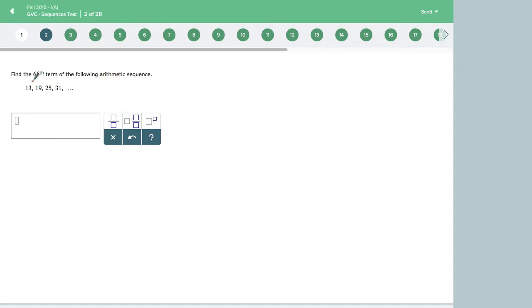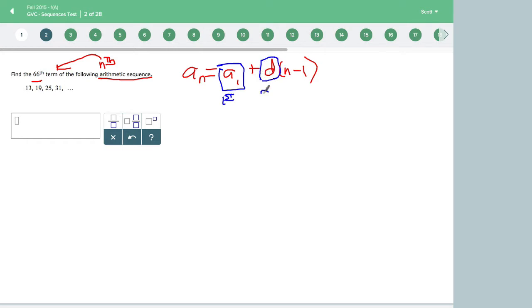This one, we're asked to find the 66th term of the following arithmetic sequence. With that, you need to go back to that sequence formulas, and we're going to find the explicit formula. The explicit formula is also the nth term formula, and we're trying to find a certain term. So we're going to review that really quick. It's a sub n equals a sub 1 plus d times n minus 1. The parts of that we're going to change are right here. We know that's the first term, and this is the common difference.